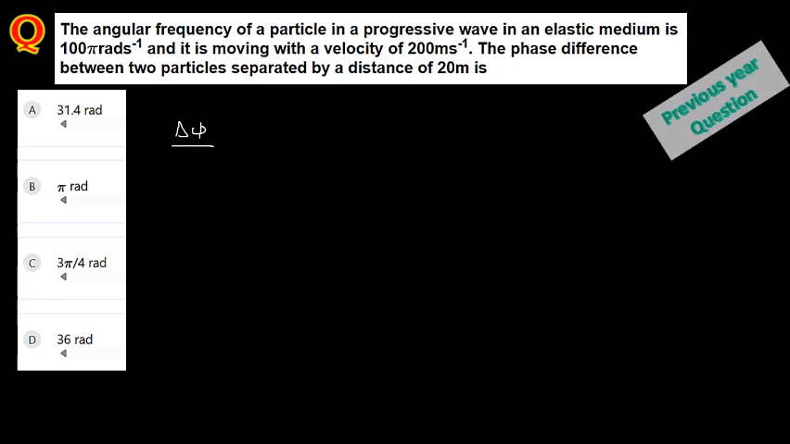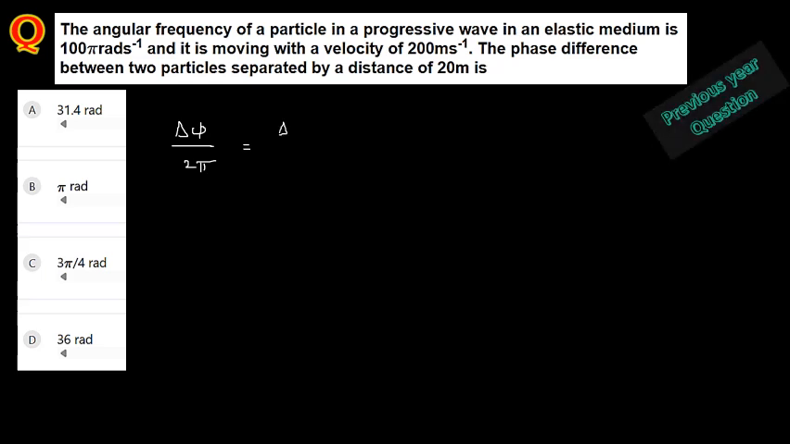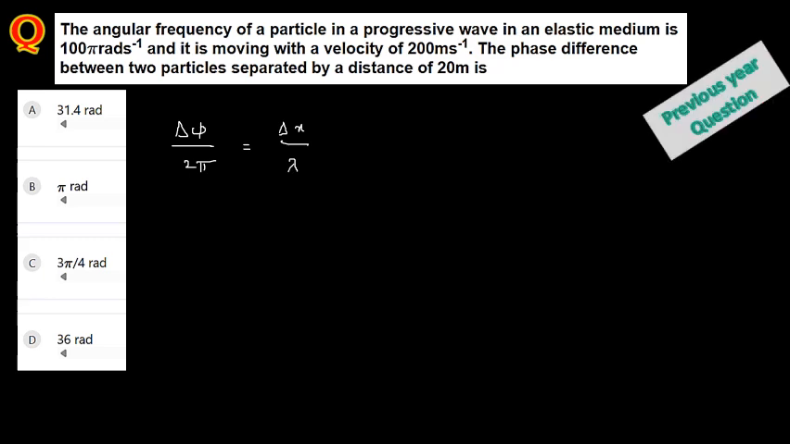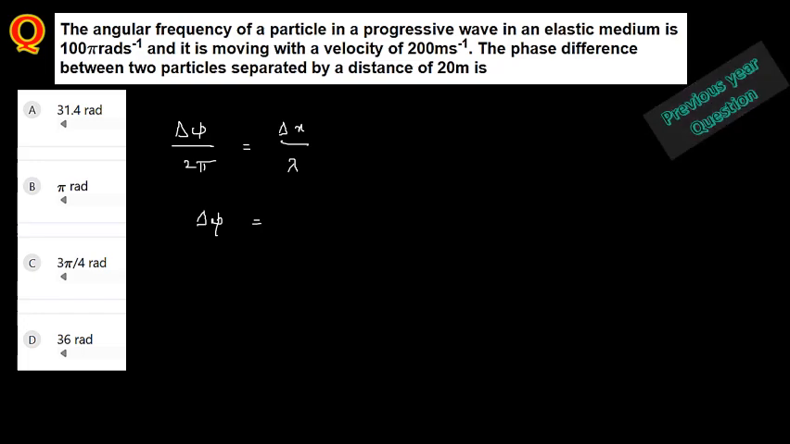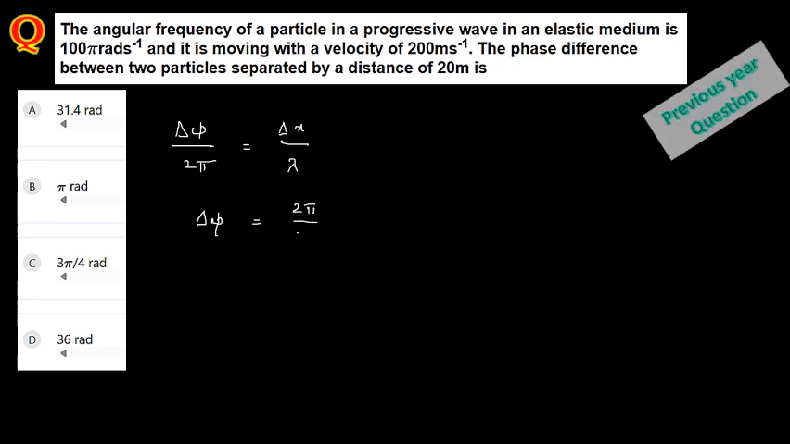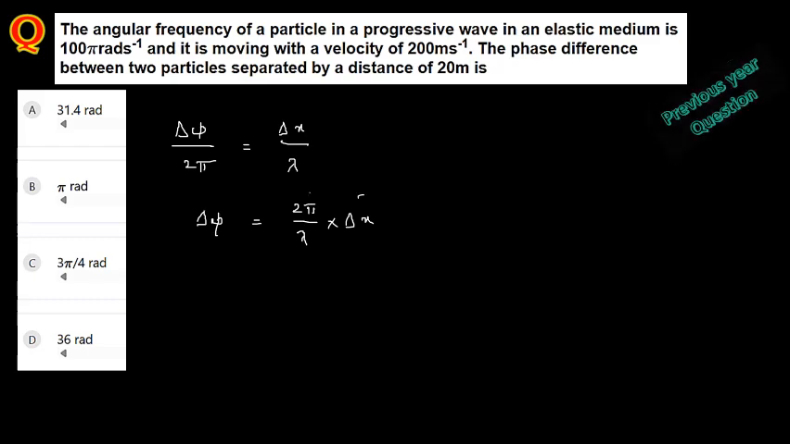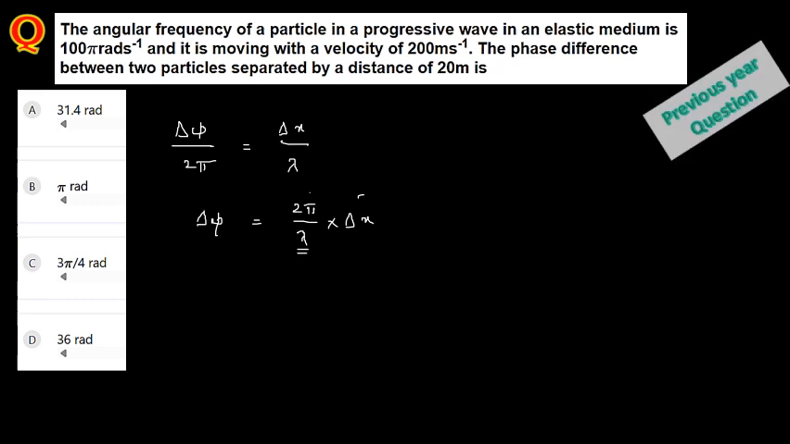The total angle here is 2 pi, and a small change in the distance is del x, and the wavelength is lambda. From this, del phi is equal to 2 pi by lambda into del x. Del x value they have given, but you have to find out the lambda value.